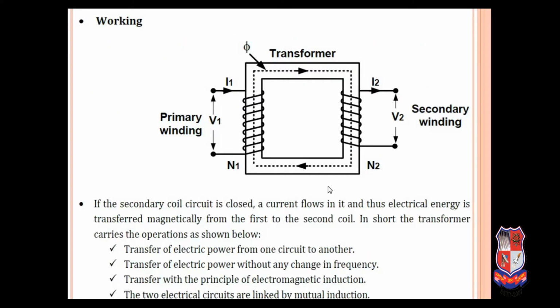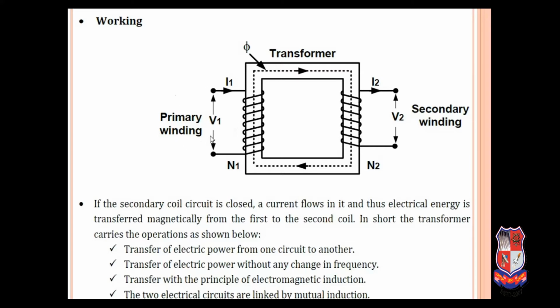Now we are going for the working principle of the transformer. Here the single phase AC supply is connected with the primary winding, whereas the secondary winding is connected with the load over here. The voltage built up across the primary winding is considered as V1. The turns of the primary winding are considered as N1, and the turns of the secondary winding as N2.